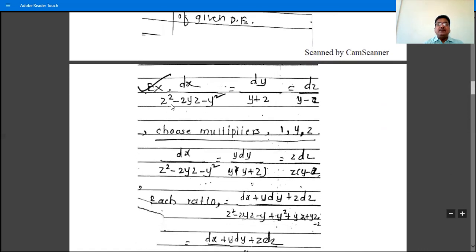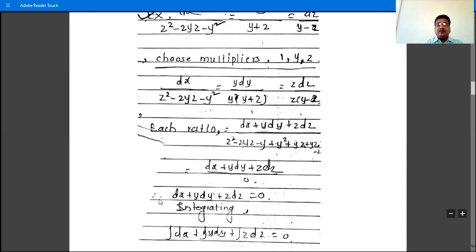Next problem: dx divided by this, dy divided by y plus z, dz divided by y minus z. Then choose multipliers 1, y and z. So after multiplying, each ratio is equal to dx plus y dy plus z dz divided by multiplying by 1, multiplying by y, and multiplying by z. The answer of the denominator is 0, and therefore dx plus y dy plus z dz is equal to 0.